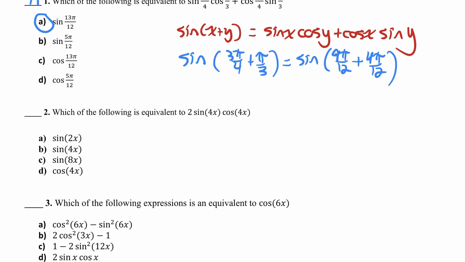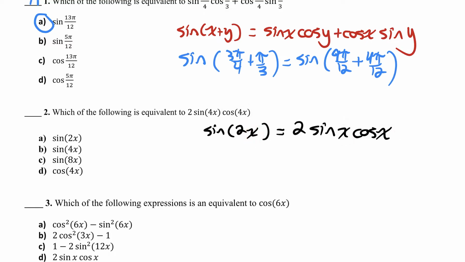Number 2, which of the following is equivalent to 2 times sine of 4x times cos of 4x? That follows the double angle identity for sine. I've got 2 times sine of an angle times cosine of the same angle. Whatever that same angle is in these two spots, we can rewrite it as sine of 2 times that angle.